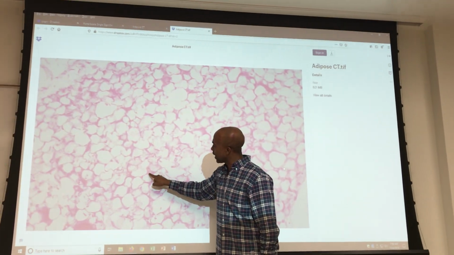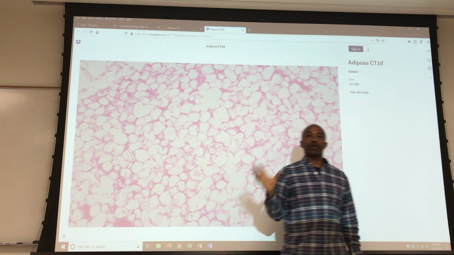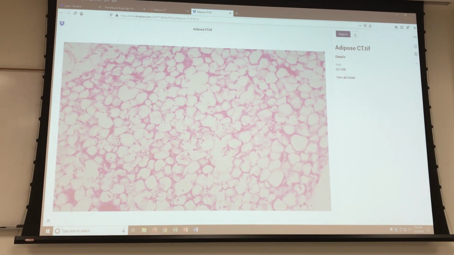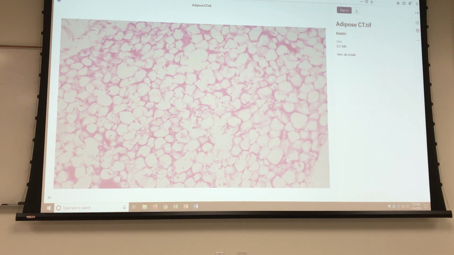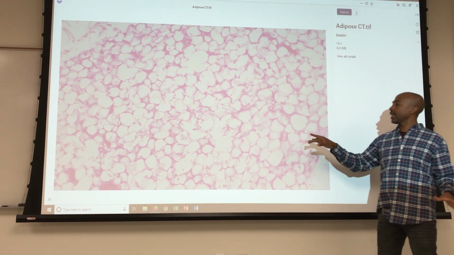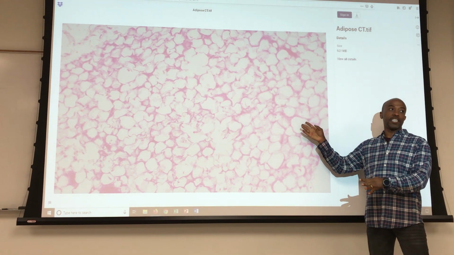Fat cells, nuclei on the edges. Here, that's what it looks like, the adipocytes, fat cells there. The white part is the adipocyte. Well, the white circular thing is a cell called the adipocyte, and inside of it is where the fat is. In this case, it's empty, that's why it's white, not yellow.